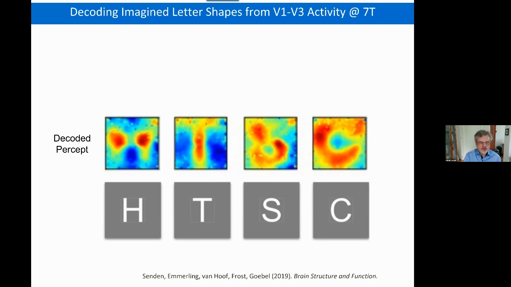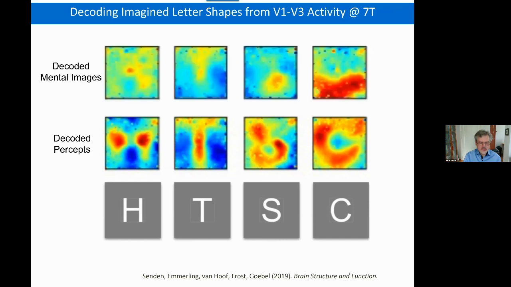Here we see in the upper row the shape reconstructions when a participant merely imagines the respective letter shapes. The results are much less clear than in case of seeing the letter shapes, but analysis shows that the reconstructions contain enough topographic information to identify which letter has been imagined. Note that the generated top-down signals reaching V1, V2, V3 are very weak and noisy, and we were even unable to decode letter shapes when using only 3 Tesla fMRI.